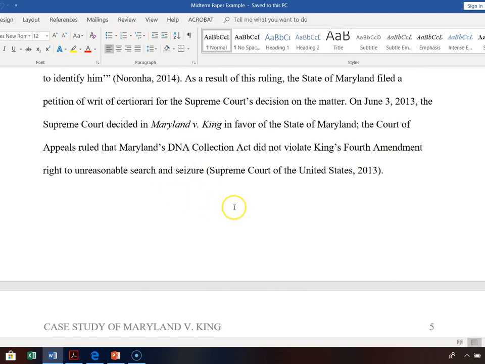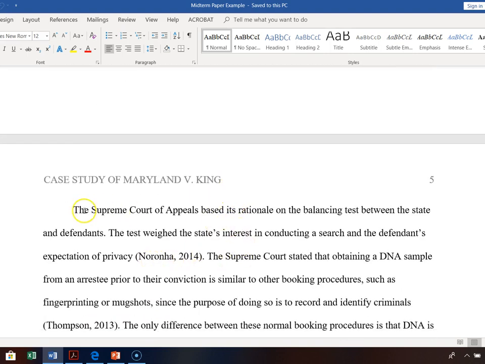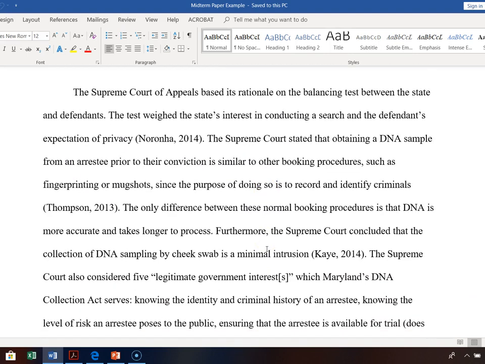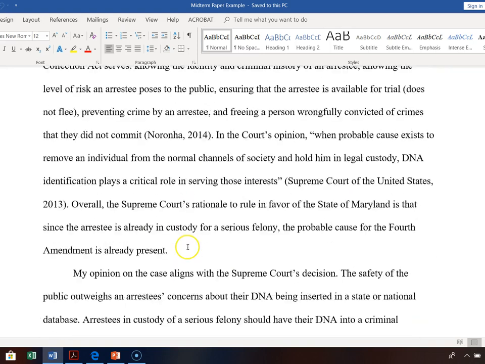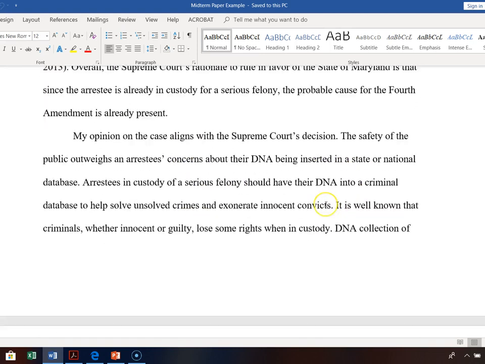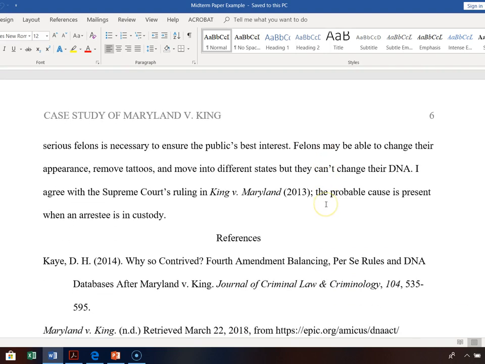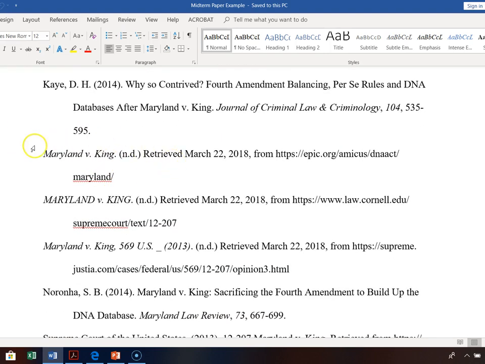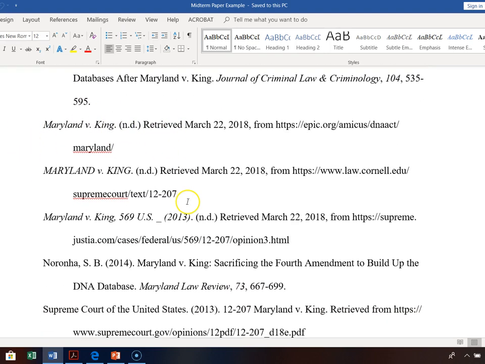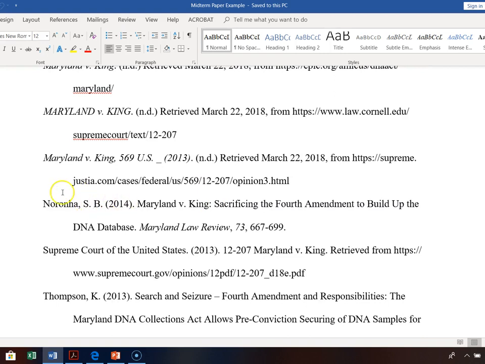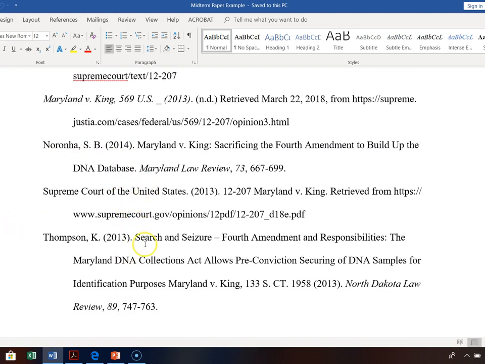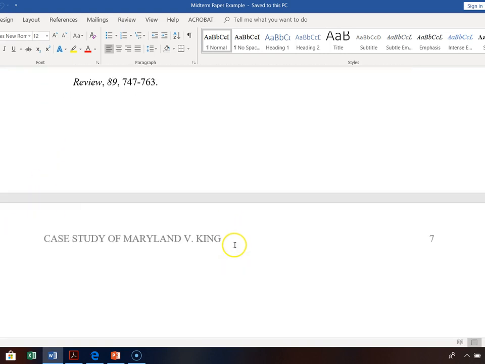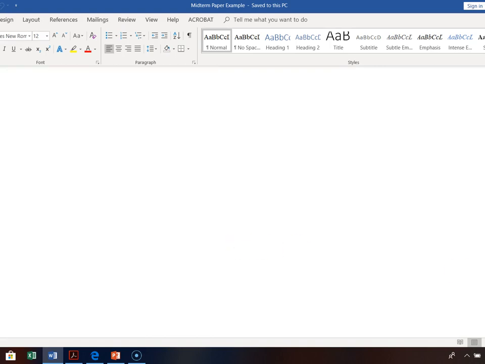Here is another citation. So she's got them at the start, she's got them at the end of her sentences, she's got 3 or 4 different references as we kind of go through here, and you can see what this looks like. And then we get to the end, and she has her different references. Remember, K was one we saw, Maryland versus King with no date. We saw that. Okay. We saw this one here. We saw Thompson. We saw Supreme Court. And that's what her paper looks like.